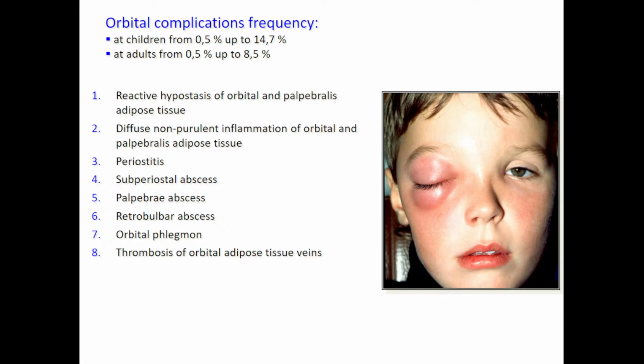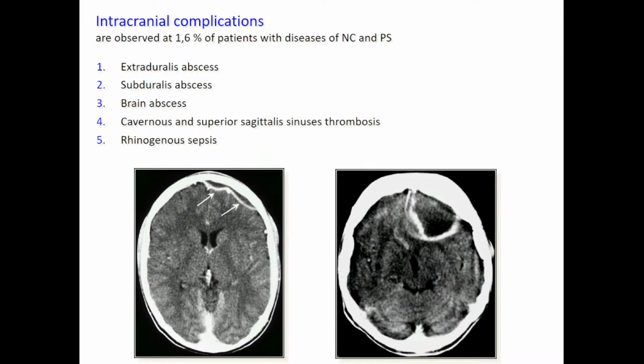So what types of orbital complications may be? It may be reactive hypostasis of orbital and palpebral adipose tissue. It may be diffuse non-purulent inflammation of orbital and palpebral adipose tissue, periostitis, subperiosteal abscess, palpebral abscess, retrobulbar abscess, orbital phlegmon, and thrombosis of orbital adipose tissue veins.